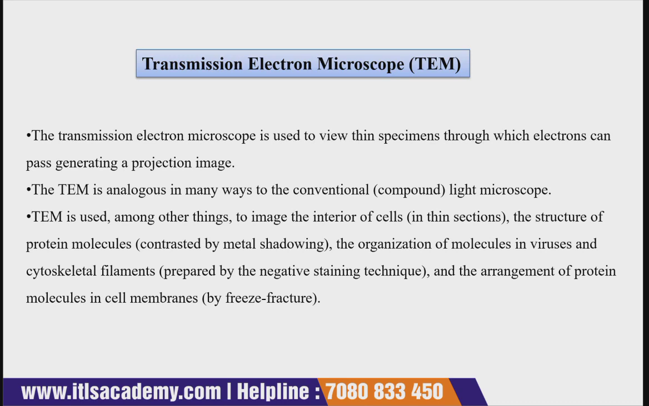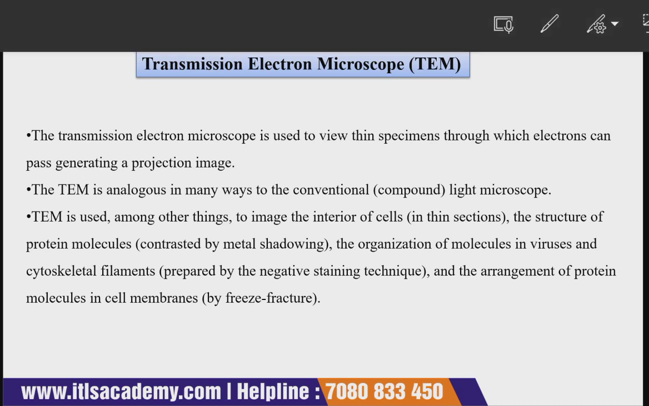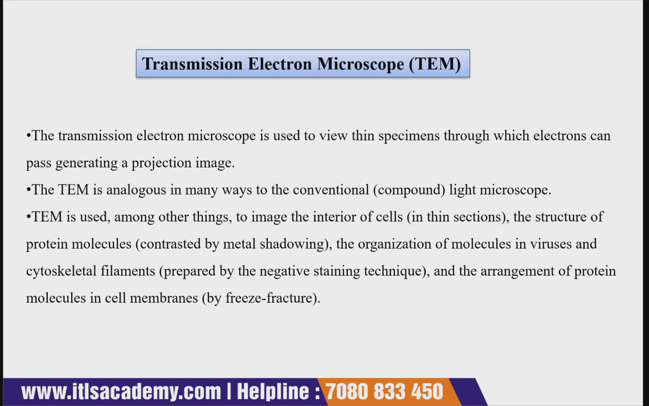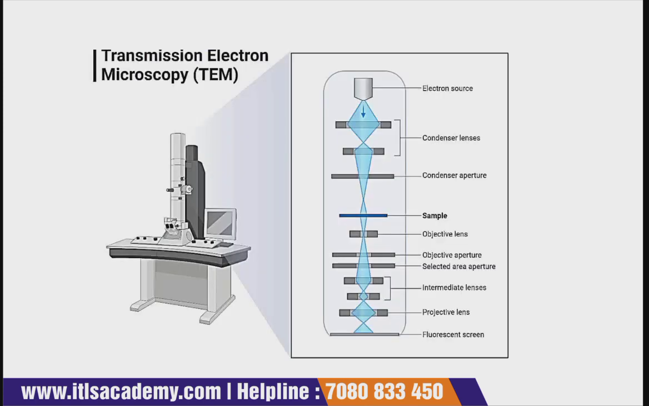TEM is used among other things to image the interior of the cell, the structure of the protein molecule, organization of molecule in viruses, cytoskeletal filaments, and rearrangement of protein molecule in a cell membrane. So basically this type of microscope is used where the specimen is very thin, so that the electrons can easily pass through them, and after passing through them they generate the image.